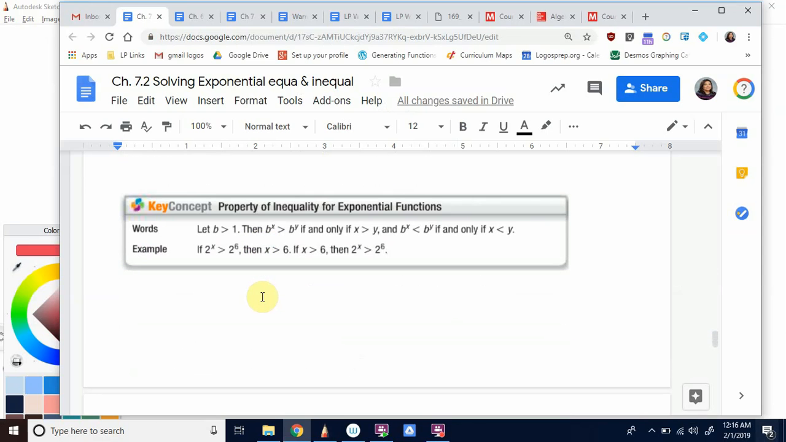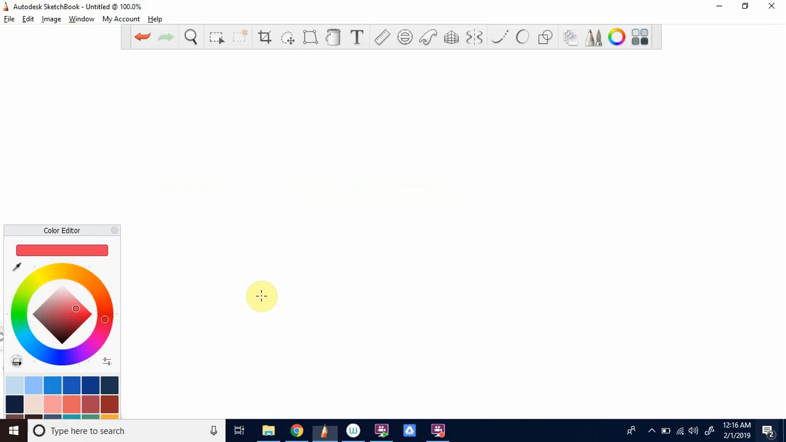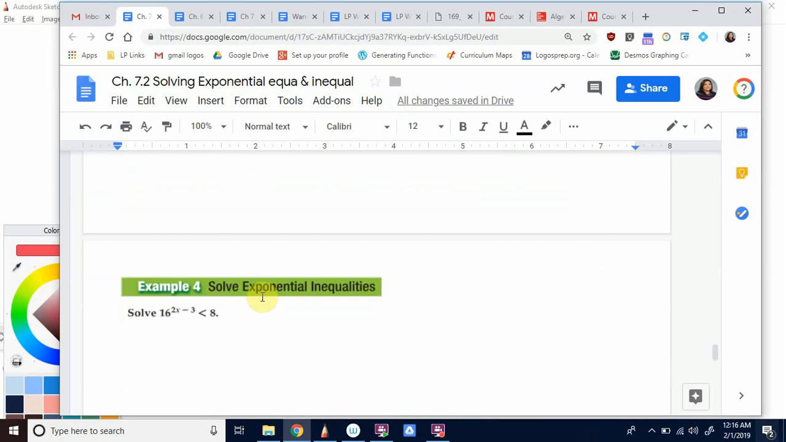All right, so the last part is just a property of inequality. Look at the key concept box, and I want you to know and be able to answer the difference between an inequality exponential function and an equality. All right, so here it says let b be greater than 1. Then b to the x is greater than b to the y if and only if x is greater than y. And vice versa, b to the x is less than b to the y if and only if x is less than y.